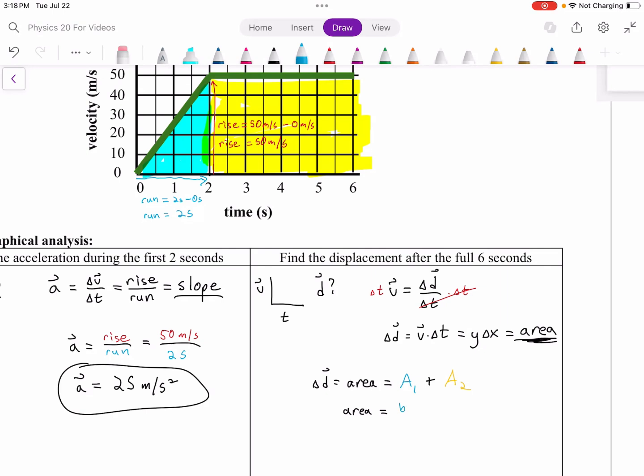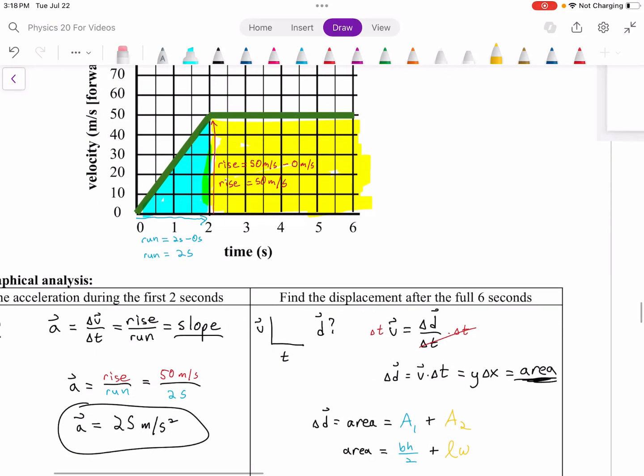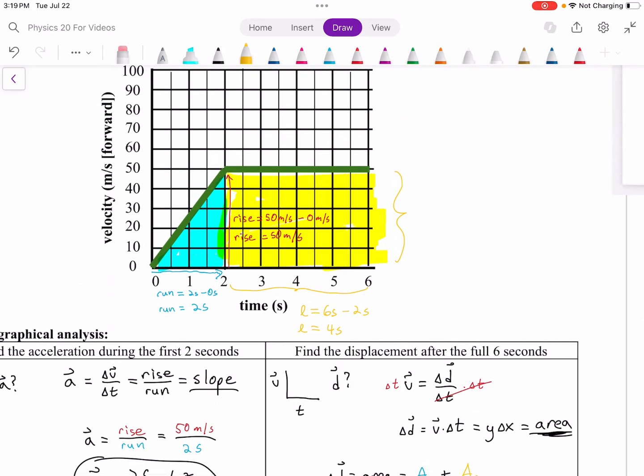Area of a triangle is just base times height divided by 2. Of a rectangle is just length times width, right? So now we just need to find those dimensions. Well, looking here, we've already got our base is 2 seconds for the triangle and our height is 50 meters per second. So we're actually good to go on that one there. And then for our rectangle, we can just say the time change here is going to be 6 seconds minus 2 seconds, showing us that that is a 4-second change in time, right? And our height is really just the velocity value here. And our width, I guess you could call it too, is just going to be 50.